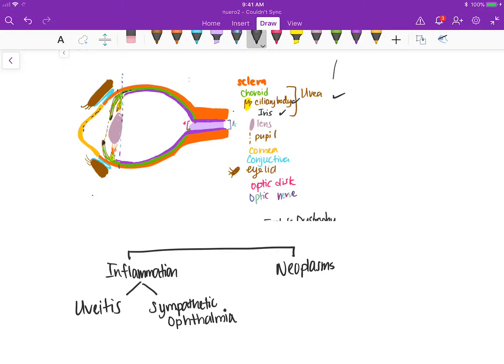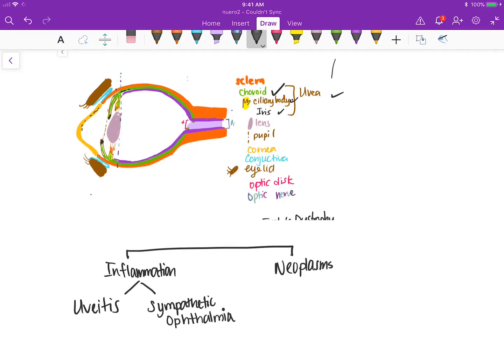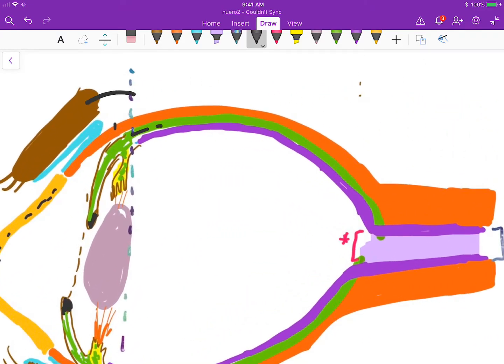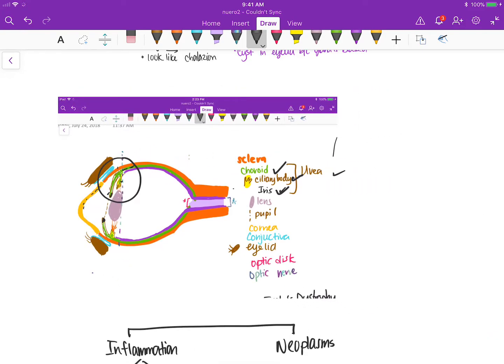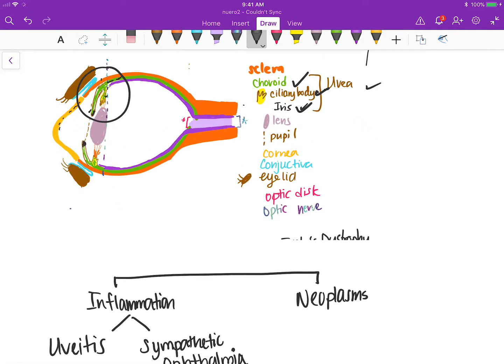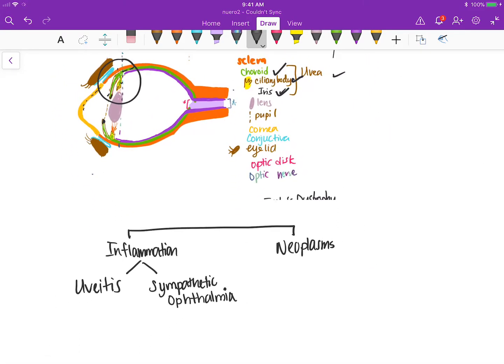All right, so here we're going to talk about problems in the uvea. So remember, the uvea is the choroid, the ciliary body, and the iris. It is basically this part right here: choroid, ciliary body, iris. This is the part, and we're going to talk about the problems here. So problems in the uvea can be part of inflammation or neoplasms.